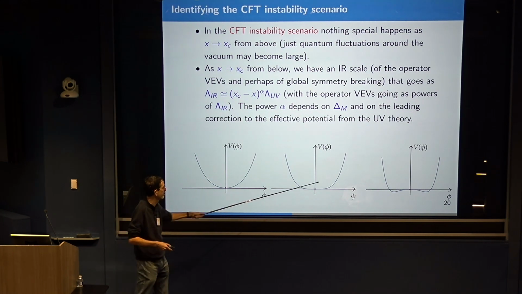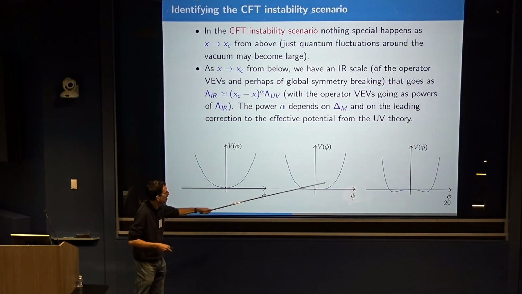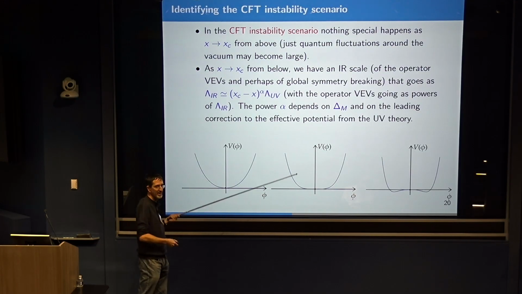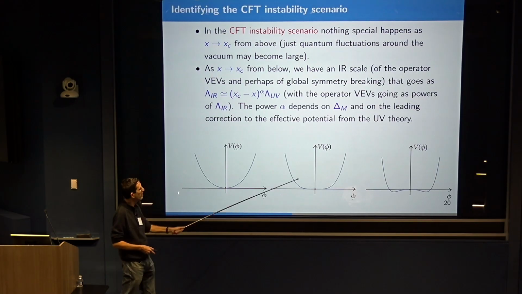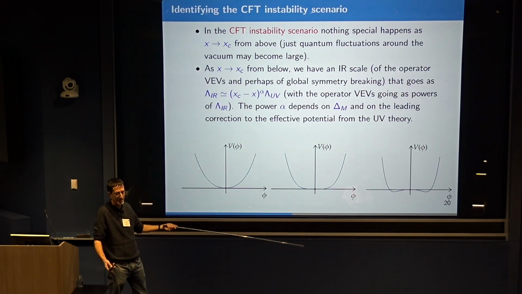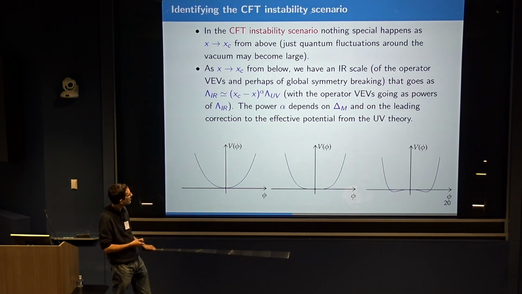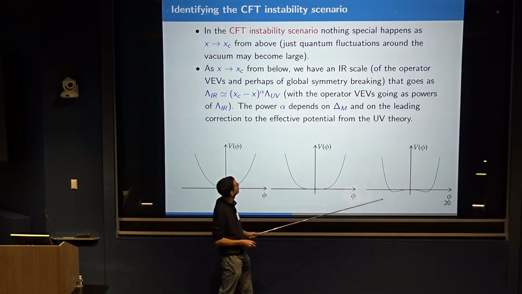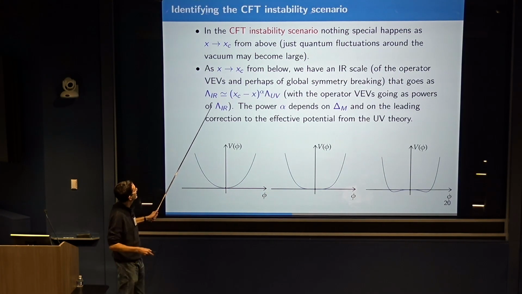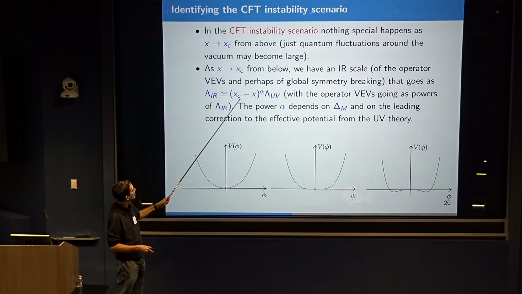So this effective potential develops an almost flat direction, but in the full theory it's not really a flat direction, so nothing too special would happen when x approaches xc from above. In particular, the RG flow would not slow down when this happens. Now, when x approaches xc from below, we would have this other vacuum, and the infrared scale, say the scale of f pi in the low energy theory, would scale as a power law of xc minus x.